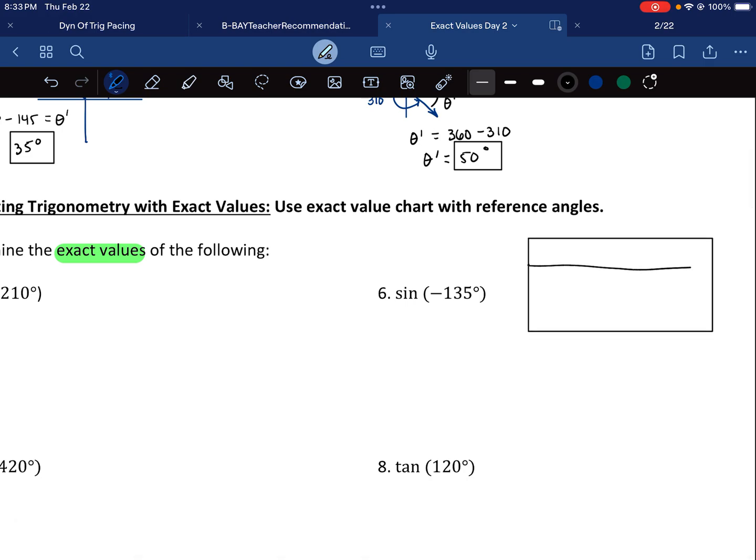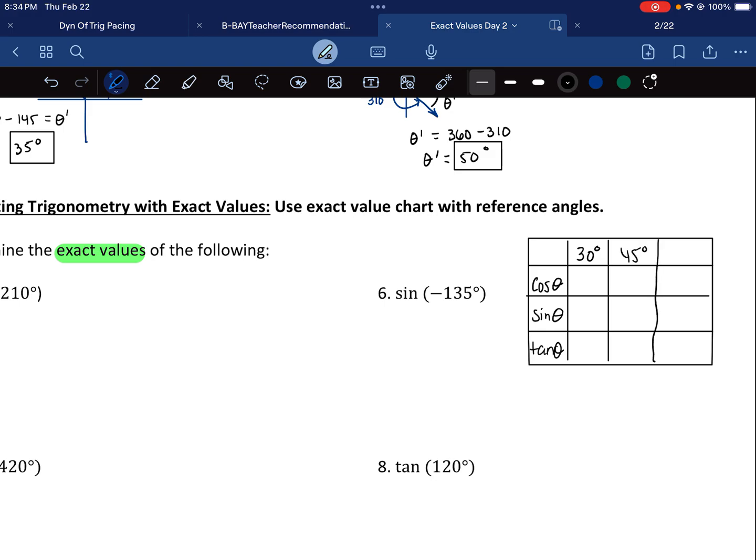Next class, when I'm with you, because it's a little confusing over video, I'm going to show you a real quick shortcut of how to make this chart really fast so that you don't fully have to memorize it. Cosine theta, sine theta, tangent theta. Remember, last class we only worried about 30, 60, and 45. Today we're going to start adding in a little bit more, but this is from last class.